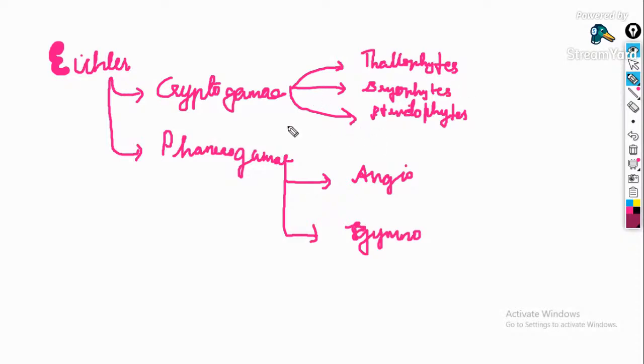Then what is this cryptogamy and what is this phanerogamy? All those we want to know. That we will learn in the further topics. Moving on to the NCERT marking.